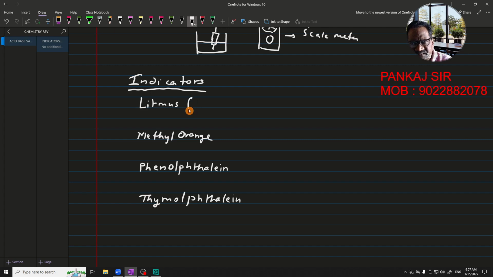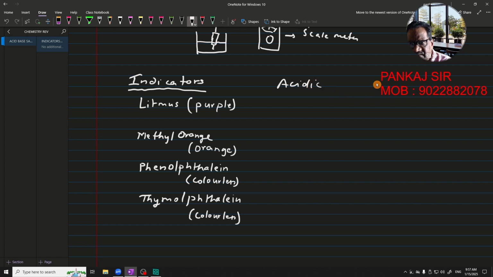Now litmus paper is in general purple in color. Methyl orange is orange in color. Phenolphthalein is colorless, and thymolphthalein is also colorless. Now what happens when these indicators, one by one, are added to a solution, and if the solution happens to be acidic, what happens, and if it is basic, what happens?